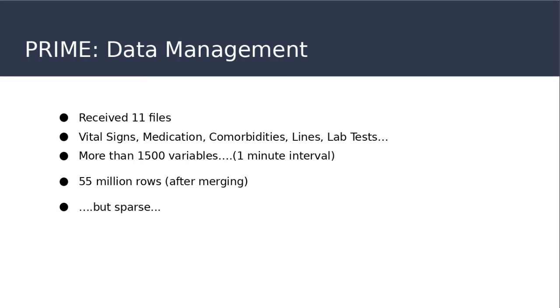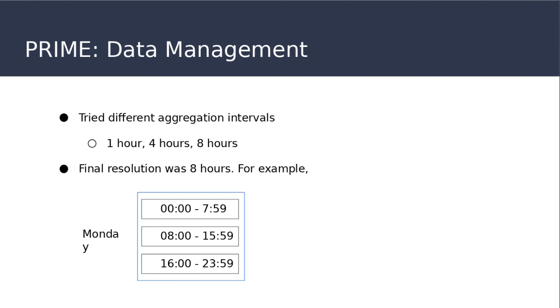Just looking at the sparseness of the data, we all thought, okay, keeping the data at the 1 minute interval is maybe a little bit too much. So we started thinking of ways to aggregate it. We went up to 1 hour, 4 hours, 8 hours intervals, right? Imagine the vital signs of a patient, observed every minute. Instead, we could have their average or their median for every 1, 4, or 8 hours. The final resolution chosen was 8 hours, because it kind of made sense.